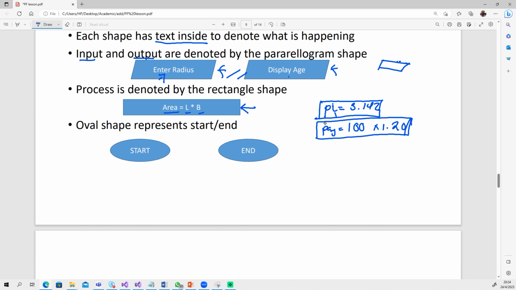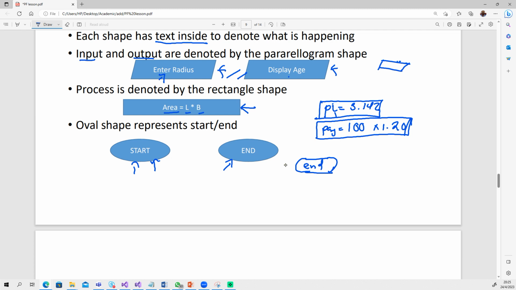Another shape that is used is the oval shape, like this, okay? Sometimes people write this in different ways, which I personally don't like. It could be end or it could be start. So the oval shape is used to represent the start and end. You have one start, and you also have one end. So in a program or in a flowchart, you can never have two starts or two ends. It's always one start, one end.